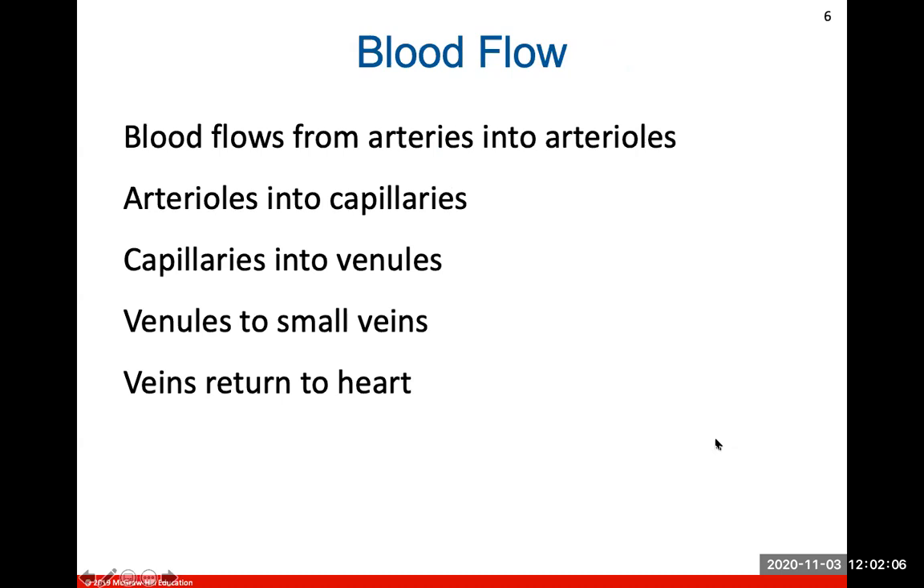Blood flows from arteries into arterioles, which are smaller. Blood will flow then into capillaries. Capillaries will then become venules, which are small veins. Venules will turn into small veins, and then these veins will return the blood back to the heart.